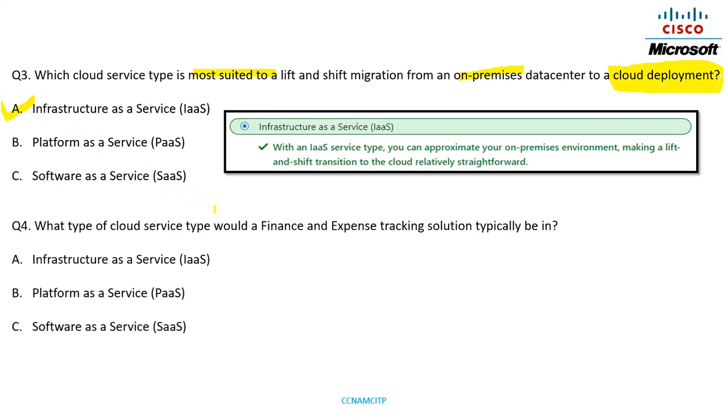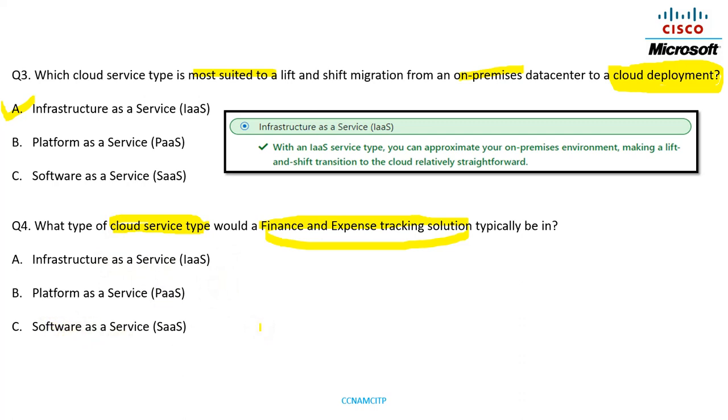Next question: what type of cloud service would a finance and expense tracking solution typically be? You want some sort of solution like a finance and expenses tracking solution. In which category will it go? What type of service should you take: infrastructure as a service, platform as a service, or software as a service?